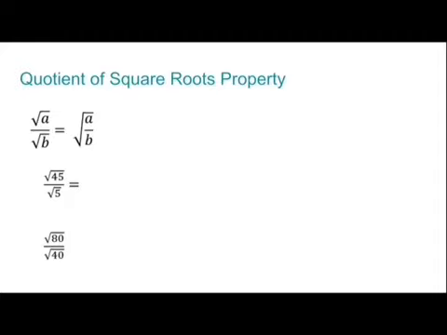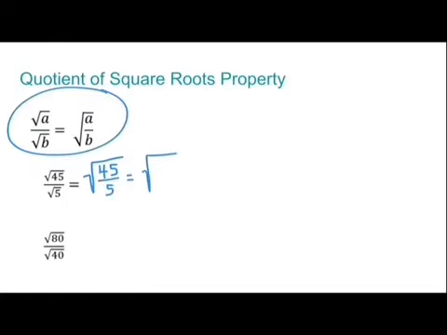The next property is the quotient of square roots property. Here's our definition. The square root of a over the square root of b equals the square root of the quantity a divided by b. For our first example, we can take this and put it all under the square root, 45 over 5. And we know that 45 divided by 5 is 9. So this one ends up being 3.